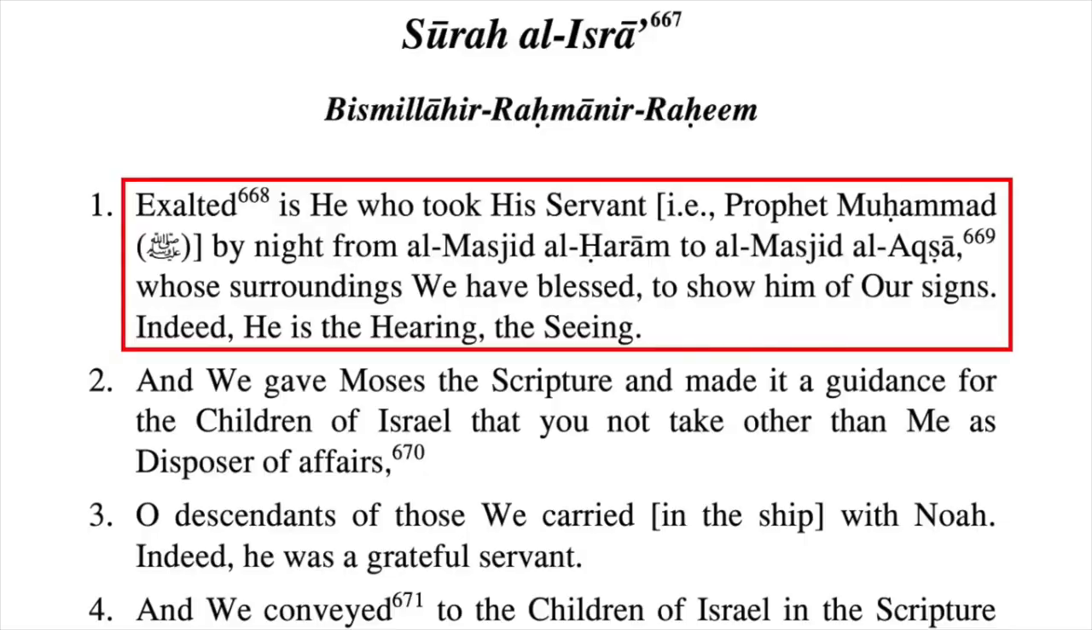Lots of Muslims are convinced that Surah 17, verse 1 of the Quran refers to the night journey. The verse says, "Exalted is he who took his servant," and in brackets the translators add, i.e. Prophet Muhammad, "by night from Al-Masjid al-Haram to Al-Masjid al-Aqsa, whose surroundings we have blessed, to show him of our signs. Indeed, he is the hearing, the seeing." Notice there's nothing about a flying donkey taking Muhammad to Jerusalem. Jerusalem isn't even mentioned. Later Muslims identified Al-Masjid al-Aqsa as the Temple Mount, but this verse doesn't say any of that. Indeed, the verse doesn't even mention Muhammad. That was added by translators.